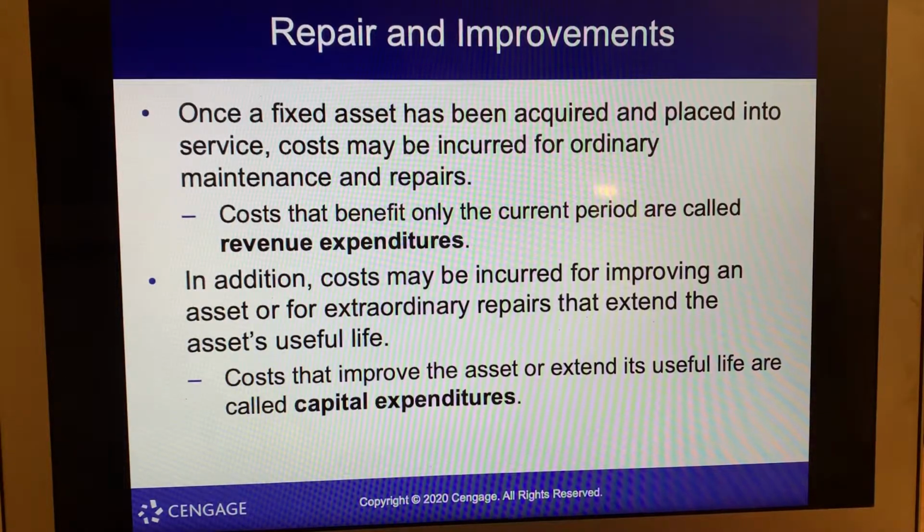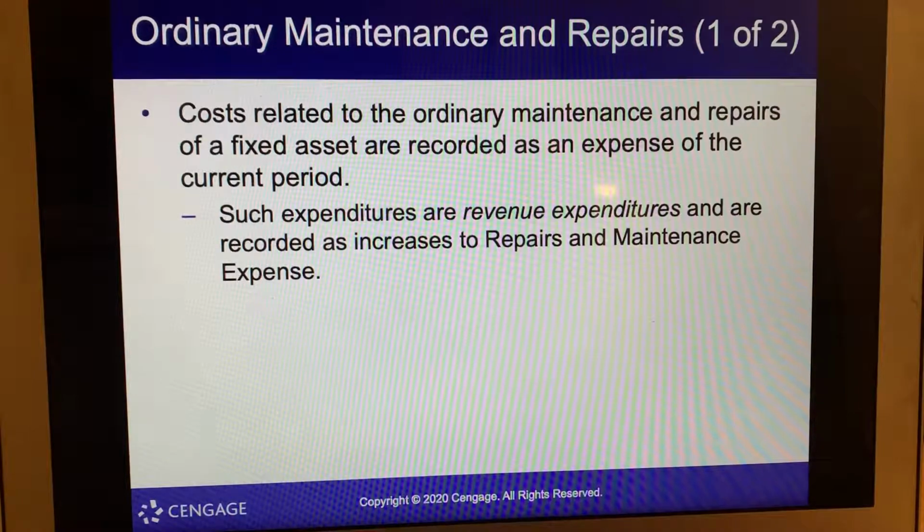A lot of time you hear about, oh, they have capital improvements. Well, that's an expenditure. Costs related to the ordinary maintenance and repairs of a fixed asset are recorded as an expense of the current period. Such expenditures are revenue expenditures and are recorded as increases to repairs and maintenance expense. Okay, so if you're improving something, it's a revenue expense. Okay, so that's something to keep in mind as well.